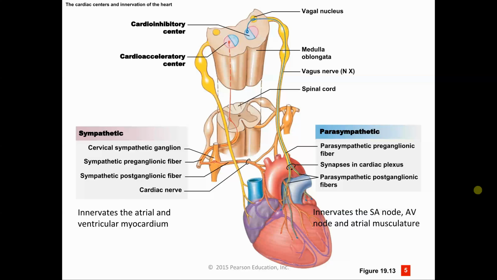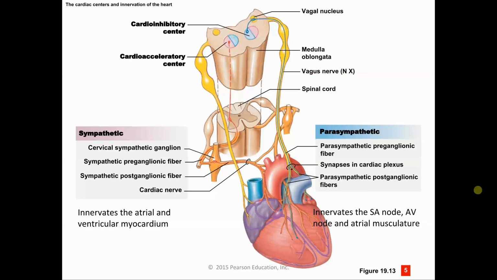Where did you say the inhibitory center is? There are centers in the medulla oblongata. There's the cardioacceleratory center, and these are just going to be areas where those neurons are found within the medulla oblongata, and a cardioinhibitory center, parasympathetic response. Okay.